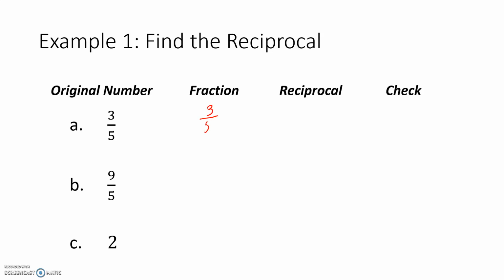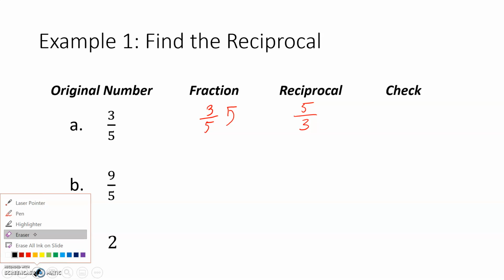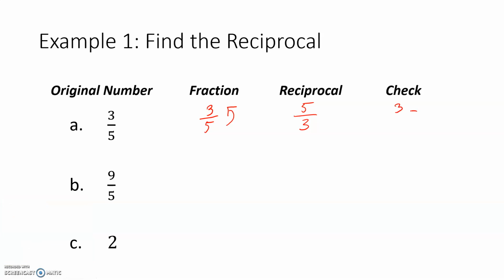So original number 3/5 as a fraction. That's 3/5. As a reciprocal, all I do is flip them. So 5/3. And I'm going to test it out. 3/5 times 5/3. That would get me 15/15, which equals 1. All right, I'm going to go ahead and erase that to make it a little bit neater.